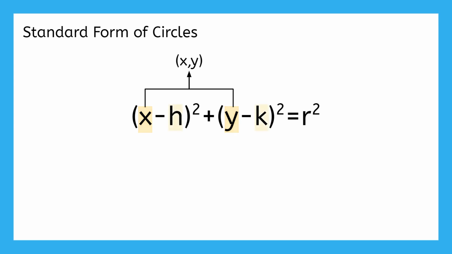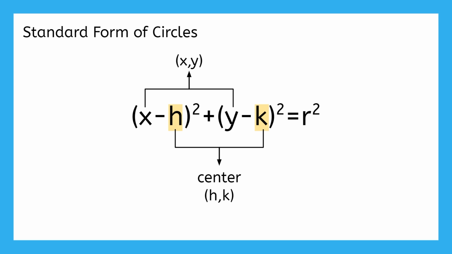Let's talk about h and k next. Together, these represent the coordinates of the center of the circle. Notice that h is the x coordinate, and it's next to x in the equation. And likewise, k is the y coordinate, and it's next to y. That's a great way to remember which coordinate is which.